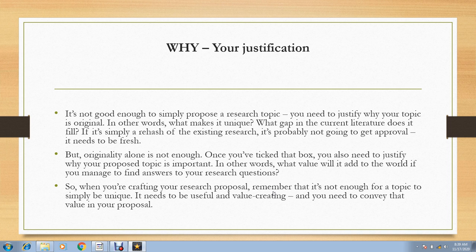But originality alone is not enough. Once you have ticked that box, you also need to justify why your proposed topic is important. What is the importance of the study? You have to prove the importance of your research and the study. In other words, what value will it add to the world if you manage to find an answer to your research question? How will your research help the world? So when you are crafting your research proposal, remember that it is not enough for a topic to simply be unique. It needs to be useful and value creating, and you need to convey the value in your research proposal.